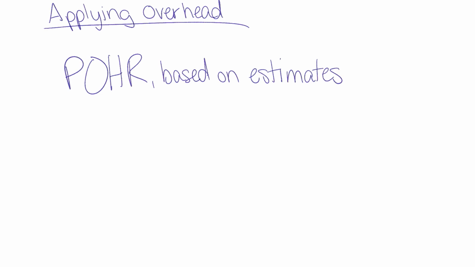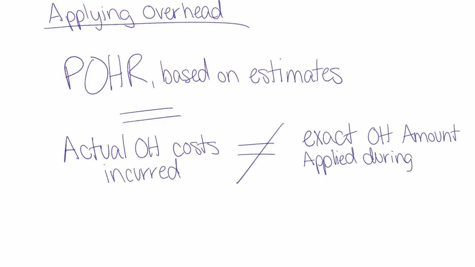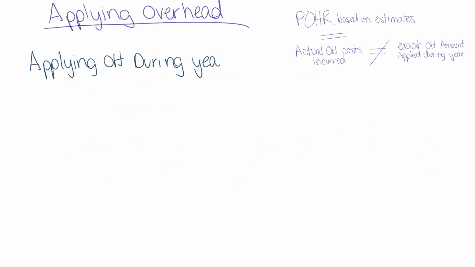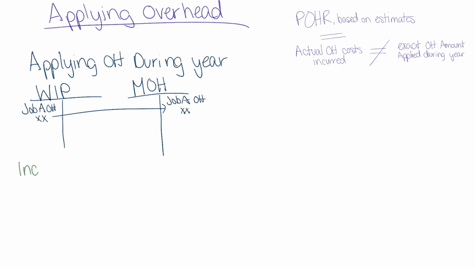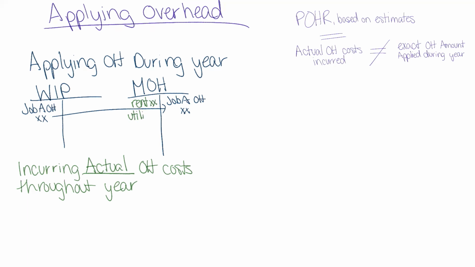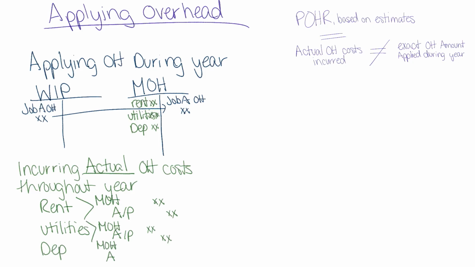When we apply overhead to jobs throughout the year, we debit work in process and we credit the manufacturing overhead account at the predetermined rate. As actual overhead costs are incurred, rent paid, utilities billed, depreciation recorded, we debit the manufacturing overhead account.